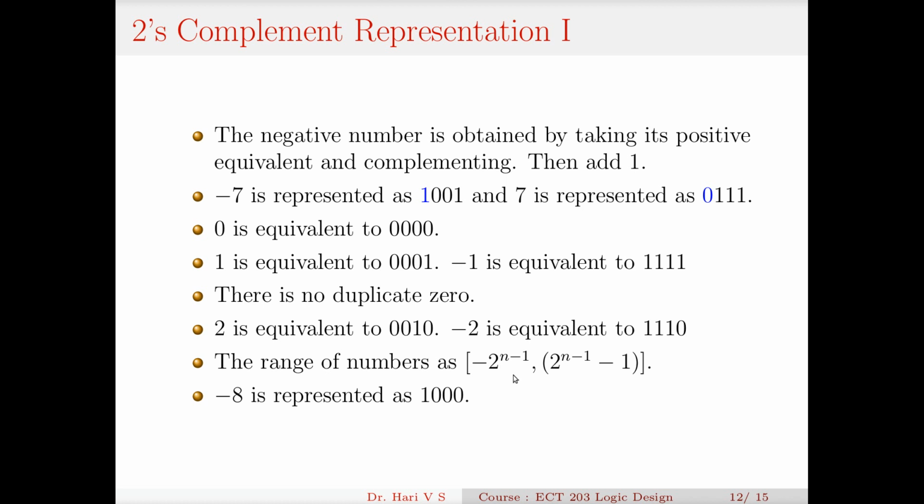So I can have, for a 4-bit number, minus 2 cube, minus 8 to plus 7. Minus 8 is represented as 1000.